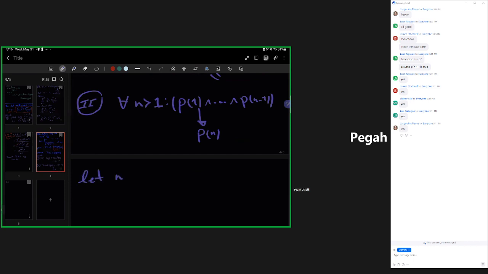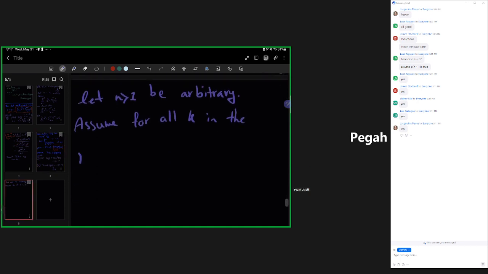Let n greater than 1 be arbitrary. It can be any. So what do you assume? Assume for all k in the range between 1 and n that T of k is less than or equal to log of k.